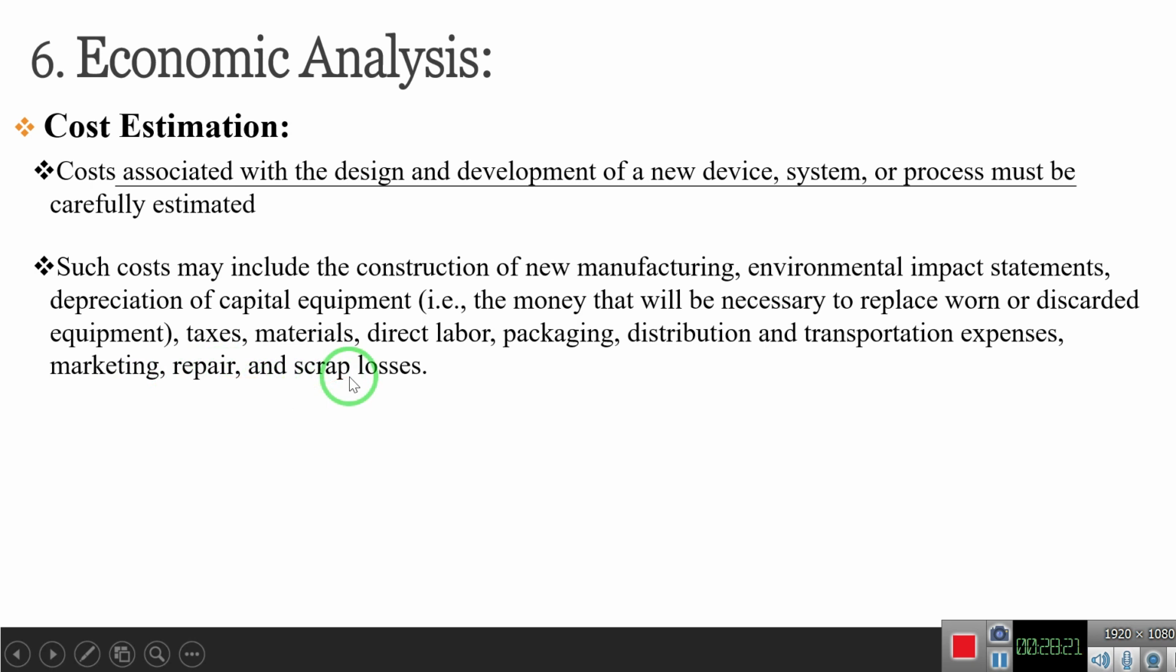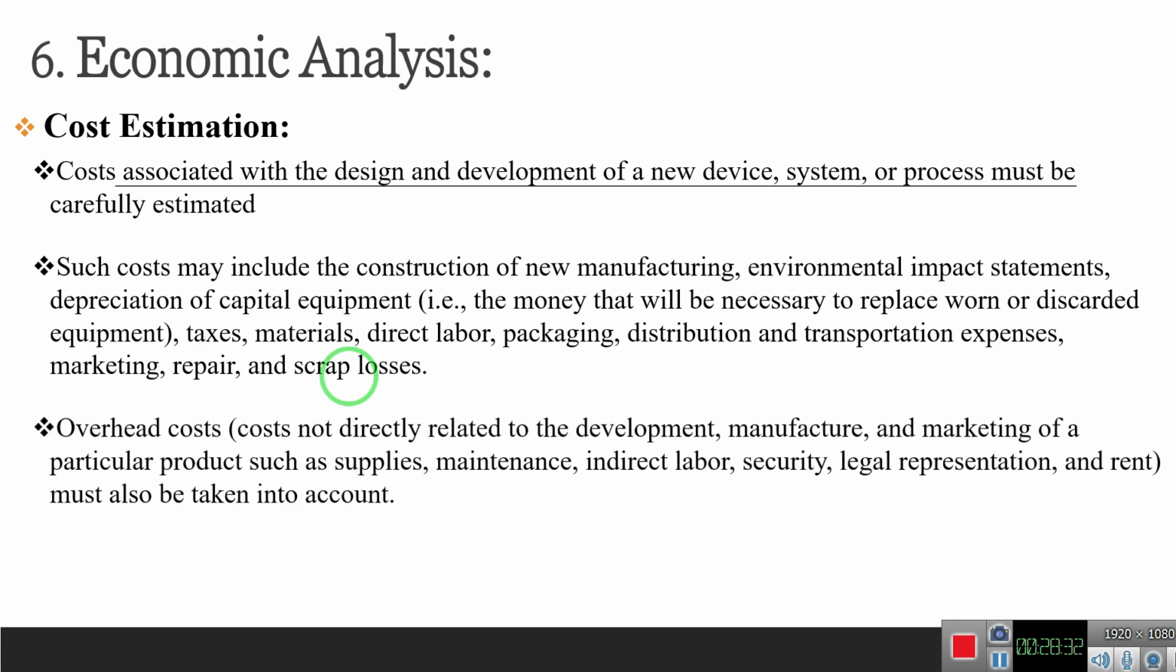Scrap losses means once you design one product, some items will be left over. That's called scrap. We have to throw it. So when you sell that one, how much amount you will get? That also we have to check. So this is one. Another one, overhead cost.